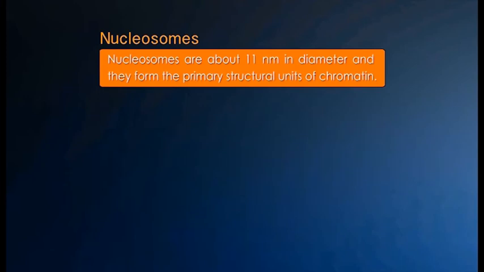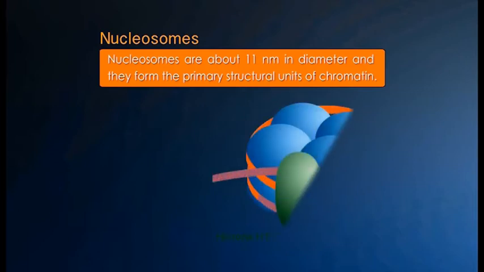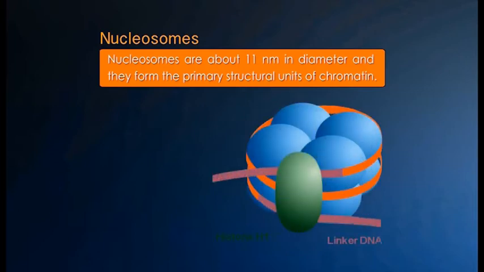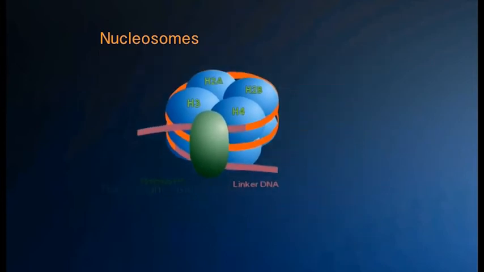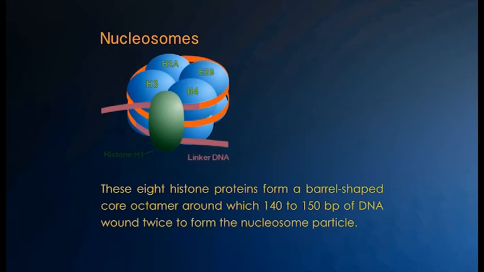Nucleosomes are about 11 nanometer in diameter and they form the primary structural units of chromatin. Each nucleosome contains 8 histone protein molecules with 2 each of histone 2A, 2B, histone 3 and histone 4. These 8 histone proteins form a barrel-shaped octamer around which 140 to 150 base pair of DNA is wound twice to form the nucleosome particle.